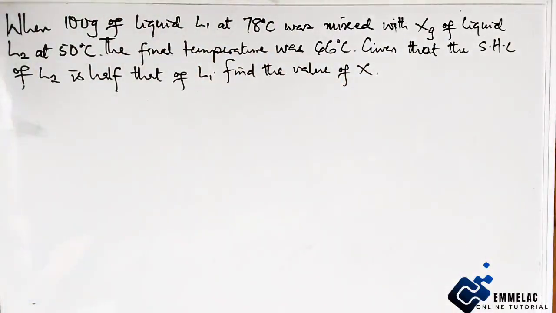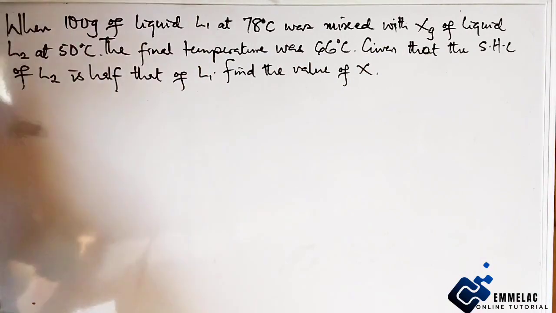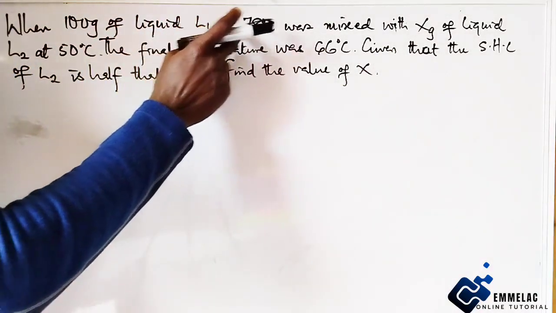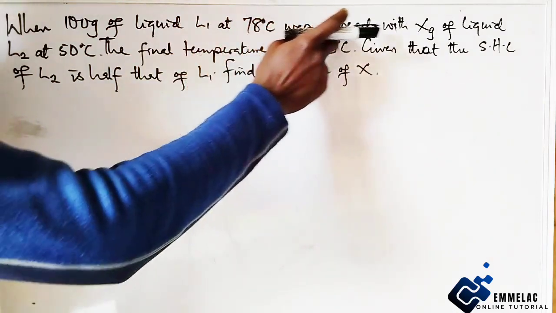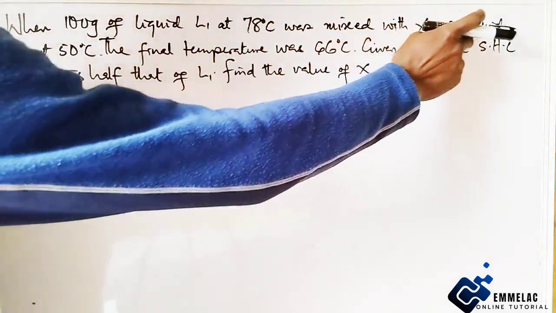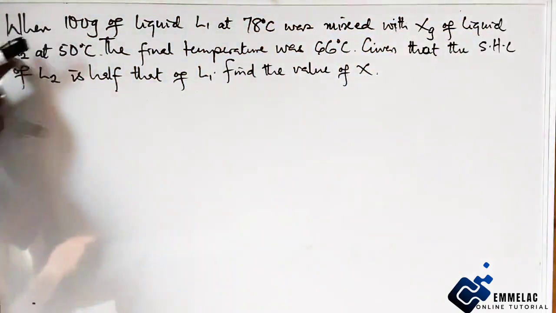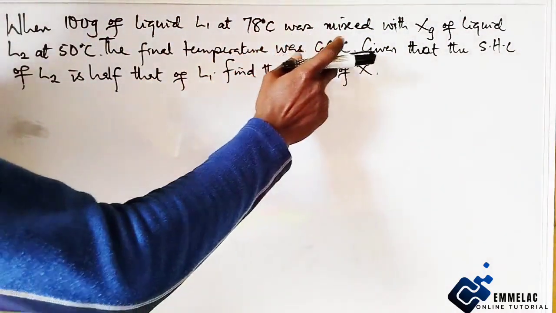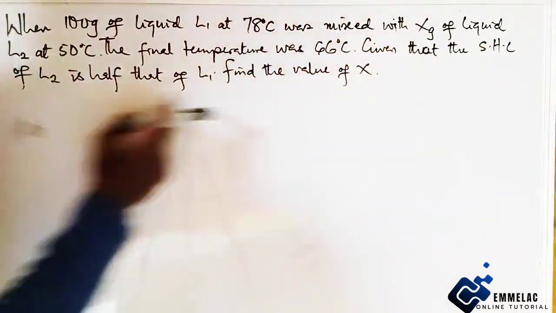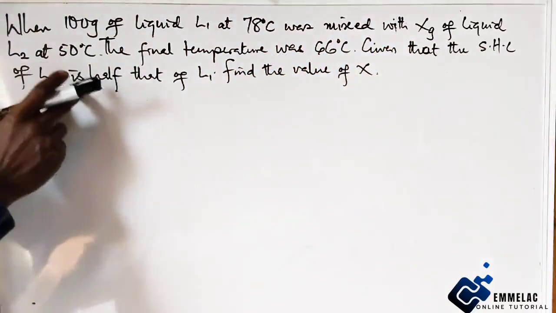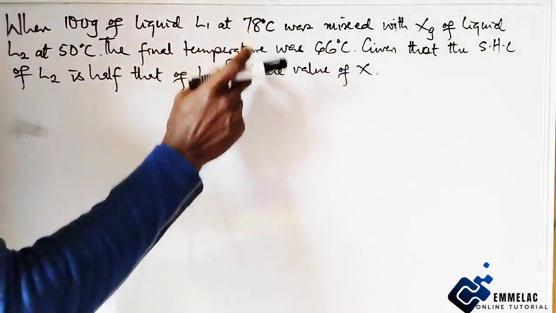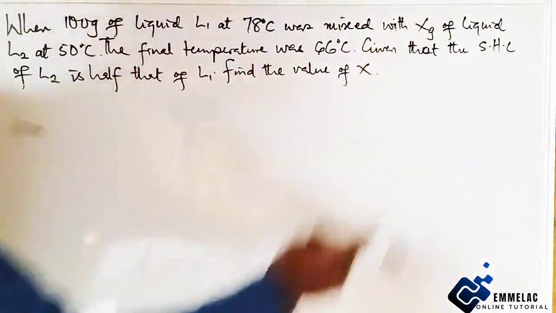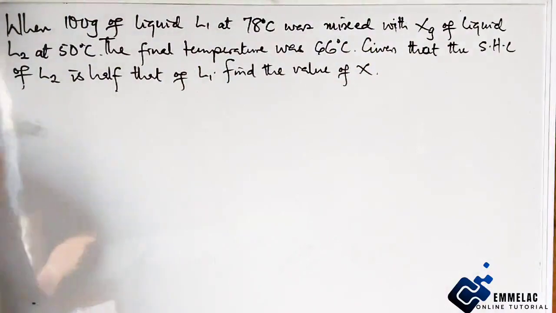Before us is this question in physics that says 100 grams of liquid L1 at 78 degrees centigrade was mixed with X gram of liquid L2 at 50 degrees centigrade. Now the final temperature was 66 degrees centigrade. Given that the specific heat capacity of L2 is half that of L1, find the value of X, and we know that this X here is actually the mass of liquid L2.